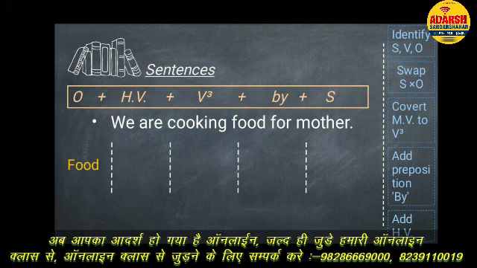So here you can see I put our object in the place of our subject. Our object is food, food in the place of subject, and now we need to put our subject in the place of object. And here if you noticed, our subject is a pronoun.